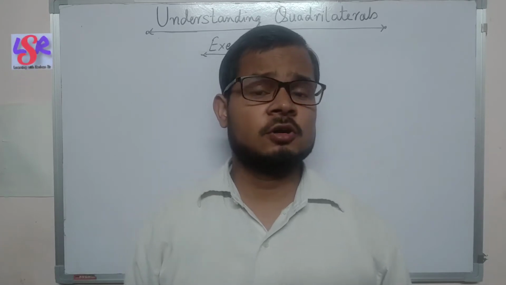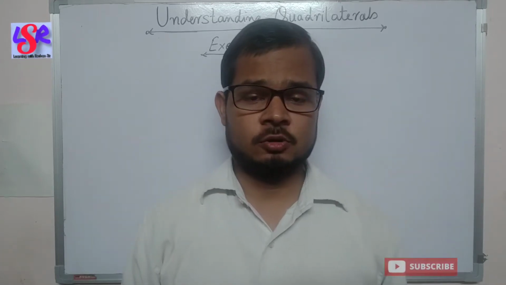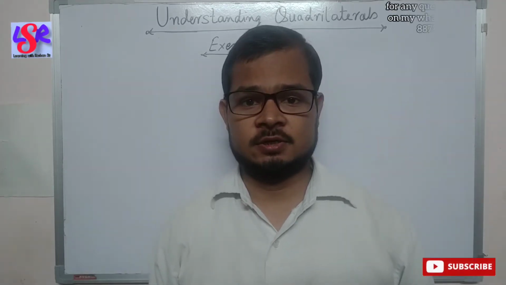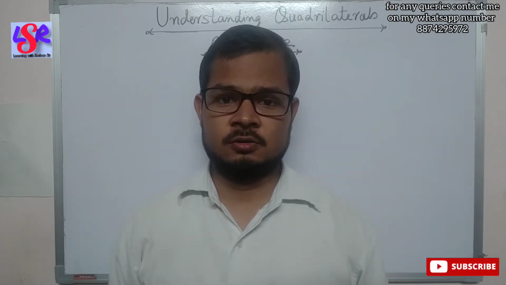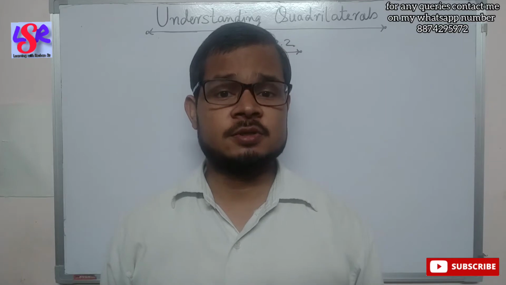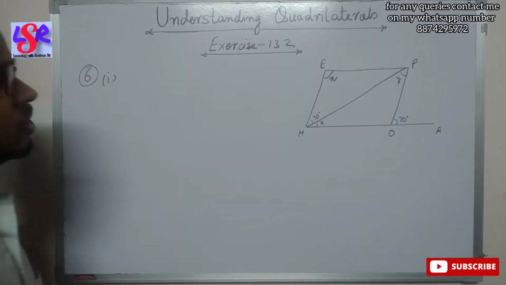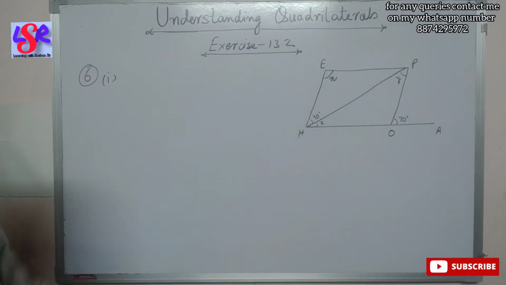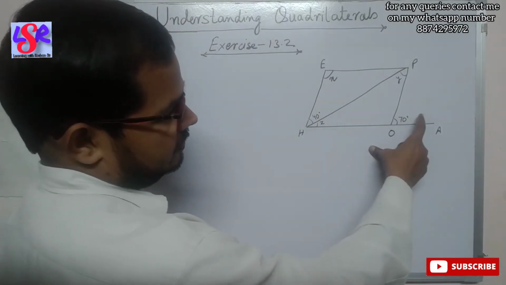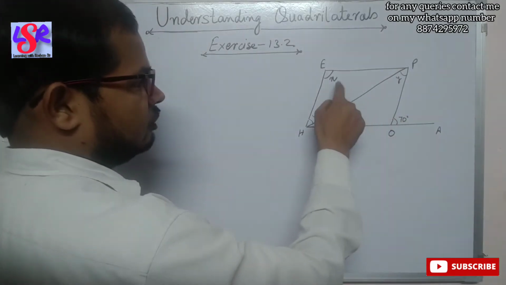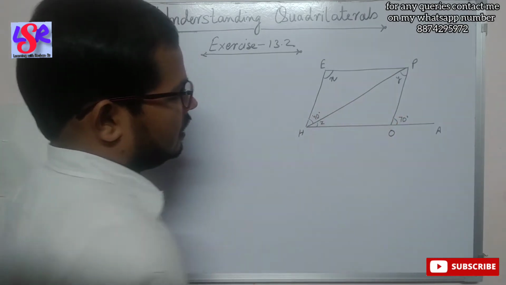Hello everyone, here we are going to continue with exercise 13.2 of the chapter Understanding Quadrilaterals. We have already done till question number 5 in our previous video. Now we are going to do question number 6. Here in the first part of question number 6 we have this figure in which we have been given this angle 40 degree, this one as 70 degree, and we have to find the value of x, y and z.